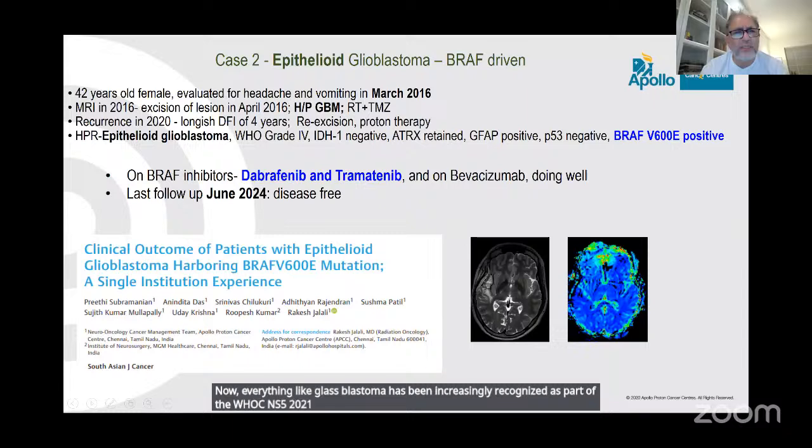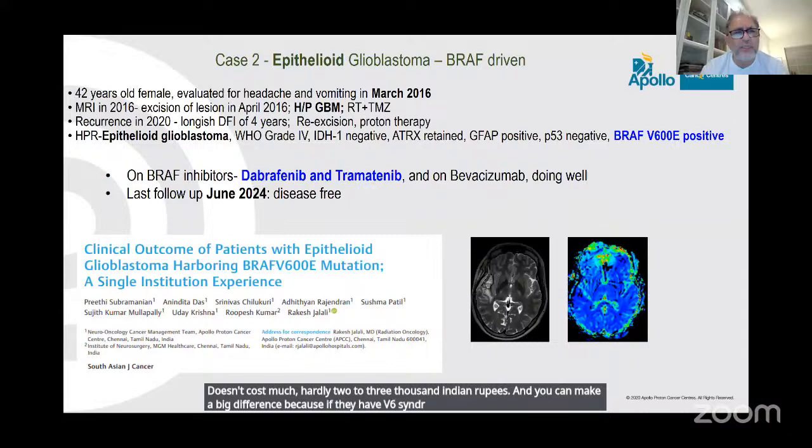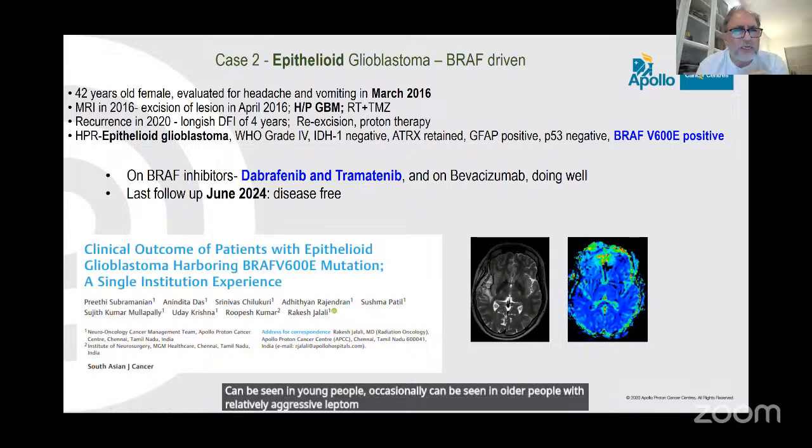CNS 4 2016 did not include it, but it was suggested that they are IDH negative, ATRX retained, but 80% of them will have BRAF V600E positive. And it's a relatively simple IHC marker. Doesn't cost much, hardly 2,000 to 3,000 Indian rupees. And you can make a big difference, because if they are V600E positive, they also have classic radiological markers. They are typically cortical, they have some hemorrhage, can be seen in young people, occasionally in older people with relatively aggressive leptomeningeal metastasis, but some of them can respond very well to BRAF inhibitors.